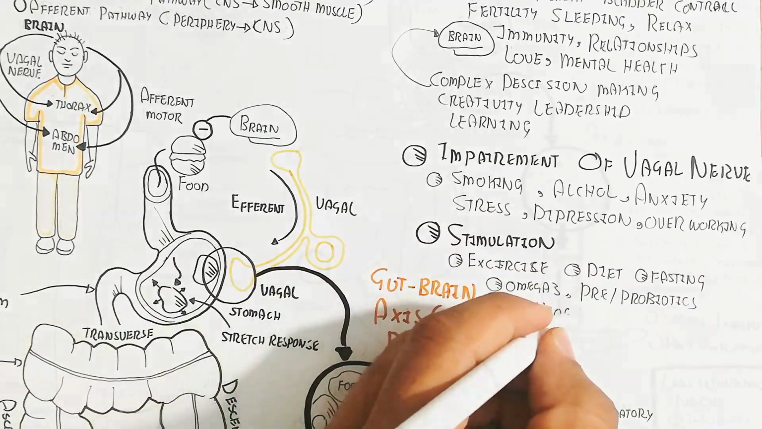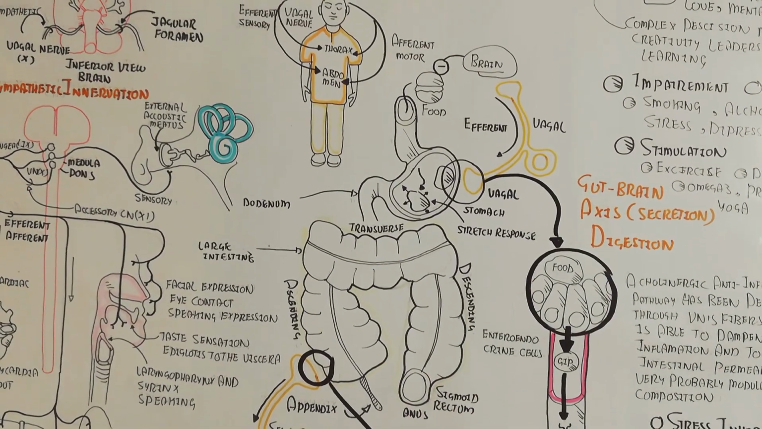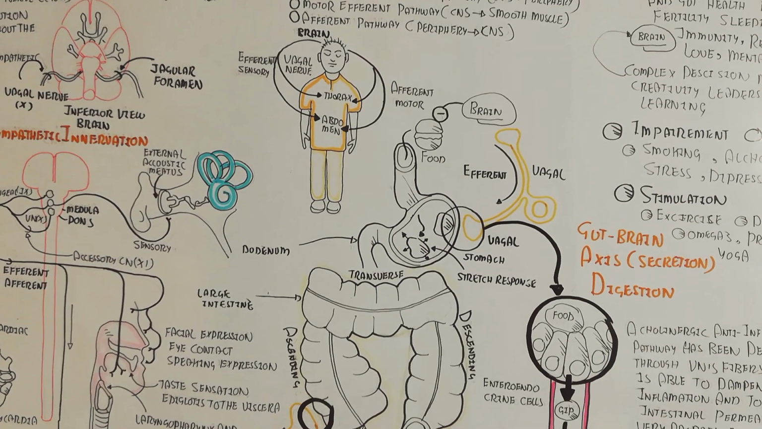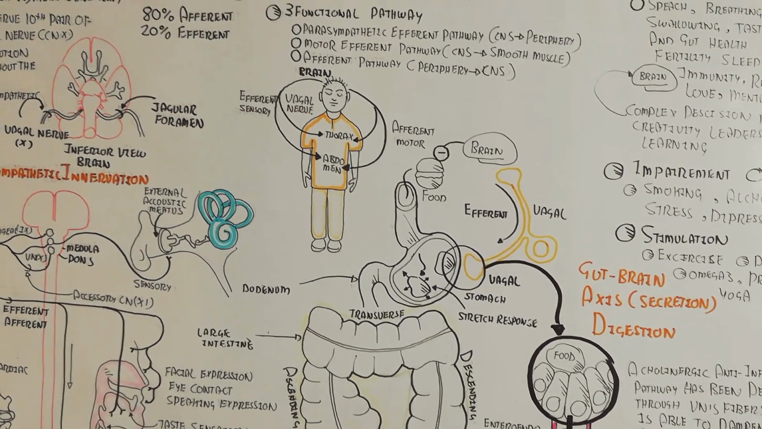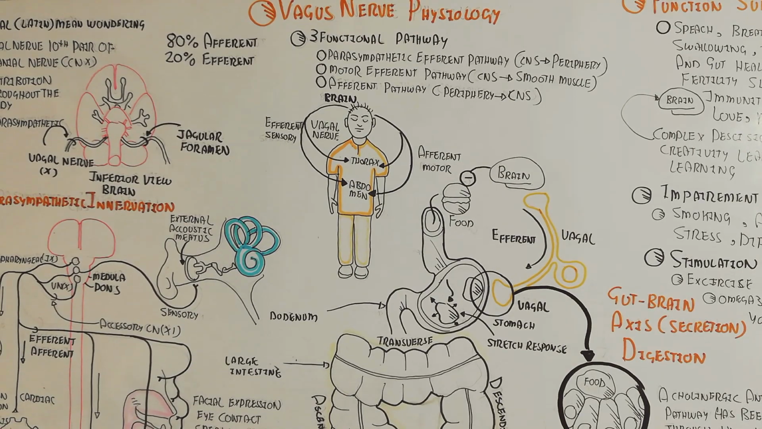I hope you make sense of the parasympathetic innervation and how our body can be controlled by the vagal nerves. The vagus nerve is very important and leads to digestion and a lot more things.